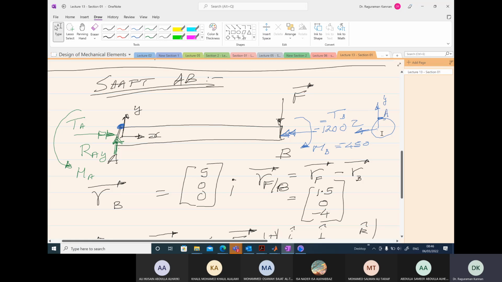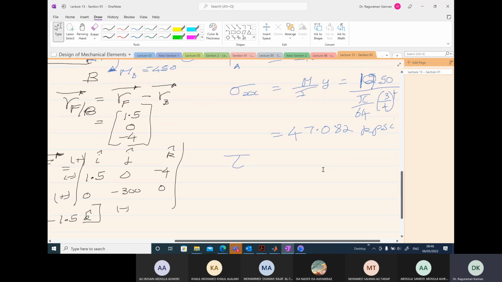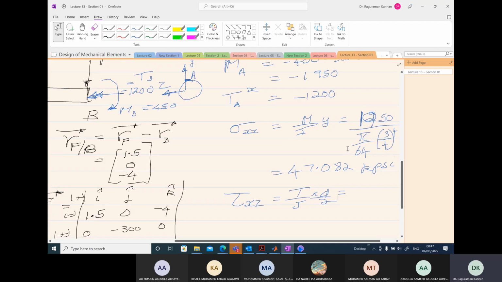So we can clearly see the component is, since it is on a plane perpendicular to the x-axis, the first subscript is x. At point A it is in the z direction. So xz component. The radius, or the diameter divided by 2 here. The torque value is known, 1200.